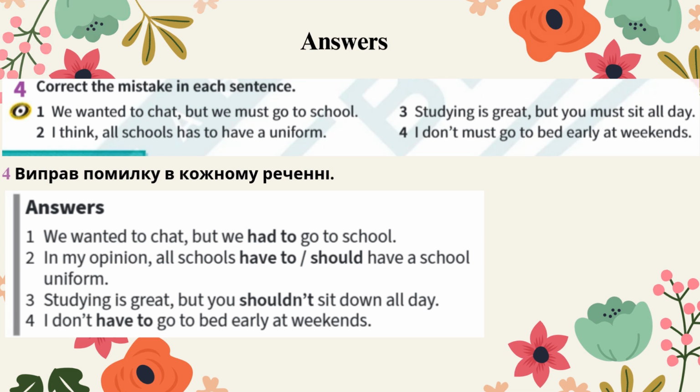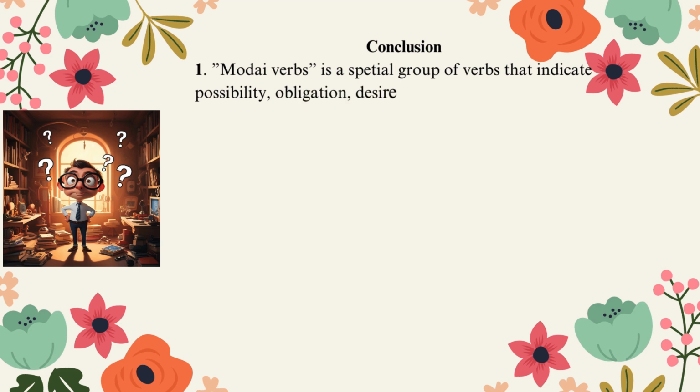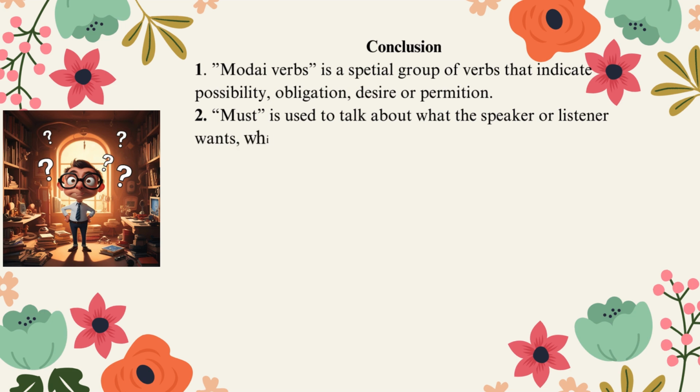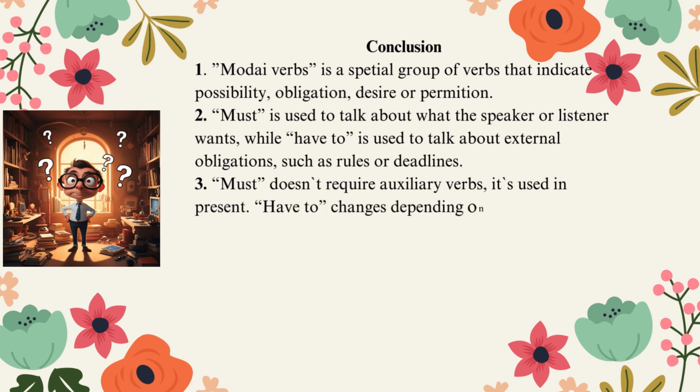Conclusion. What are modal verbs? This is a special group of verbs that indicate possibility, obligation, desire, or permission. What is the difference between must and have to? Must is used to talk about what the speaker or listener wants, while have to is used to talk about external obligations such as rules or deadlines.